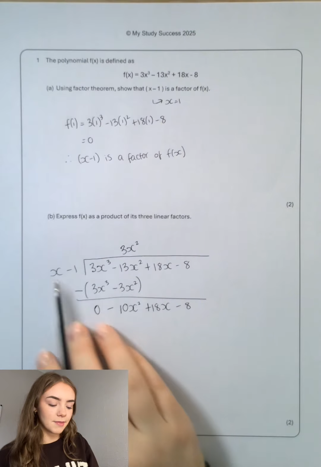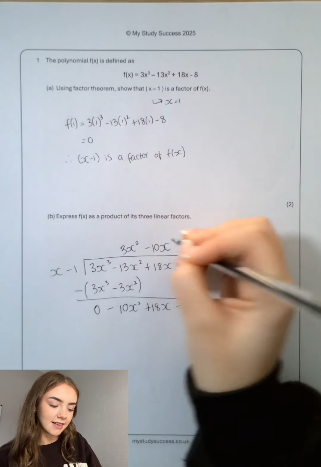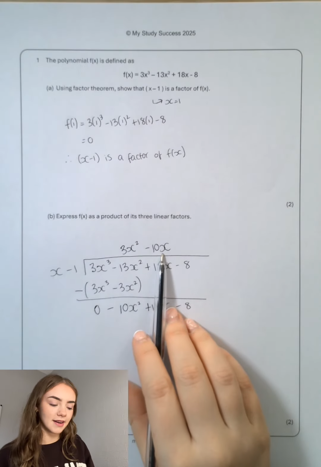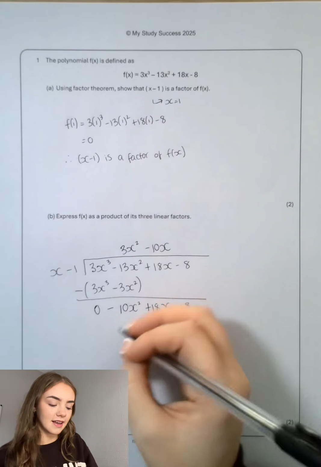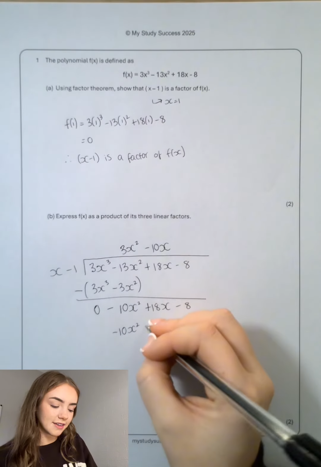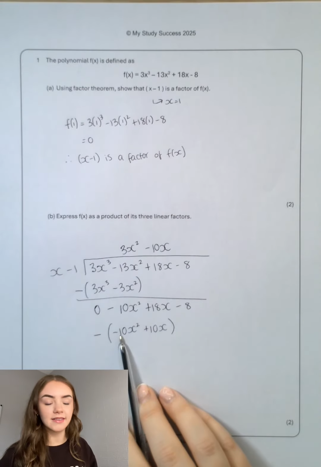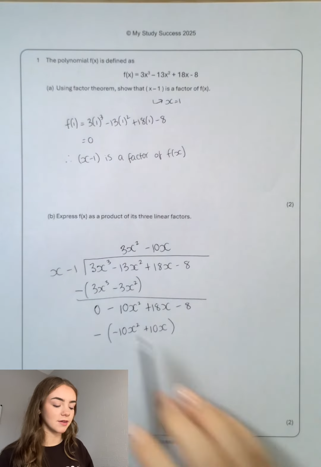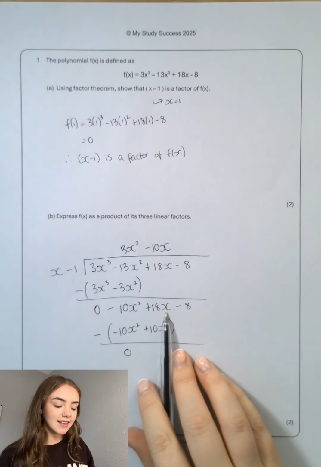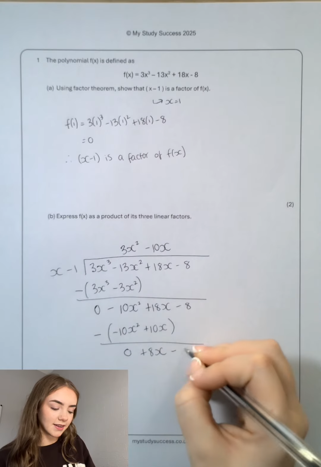Then next, to get from x to −10x², we've multiplied by −10x. And then we'll need to subtract (x − 1) multiplied by −10x. x times −10x is −10x², and −1 times −10x will be +10x. −10x² − (−10x²), again two negatives make a positive, so −10x² + 10x² will cancel out. 18x − 10x will be 8x, and then we have the −8.